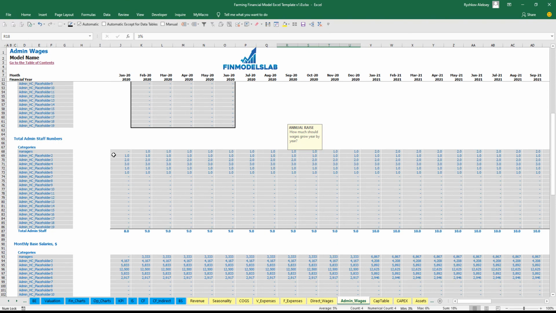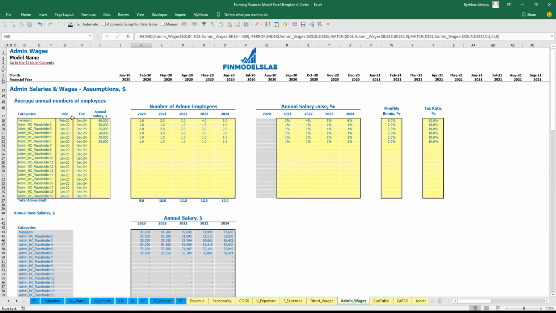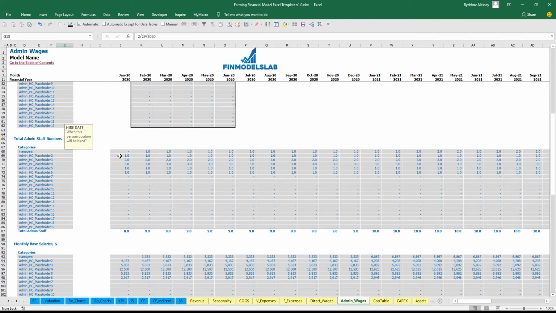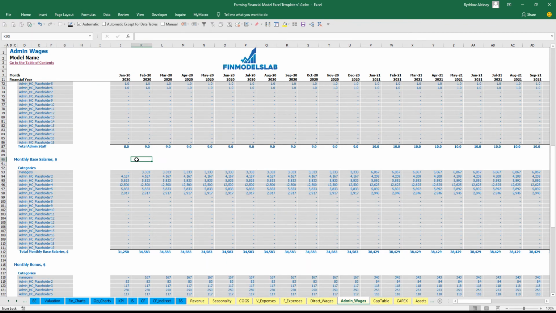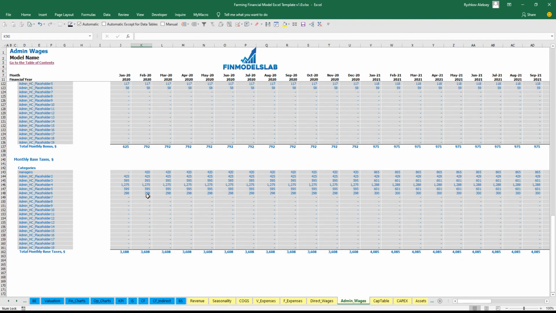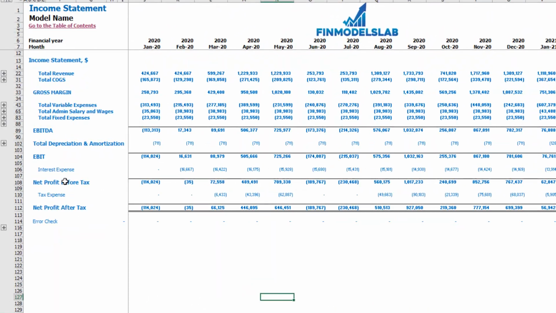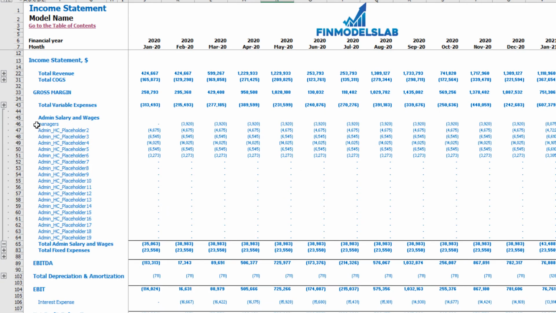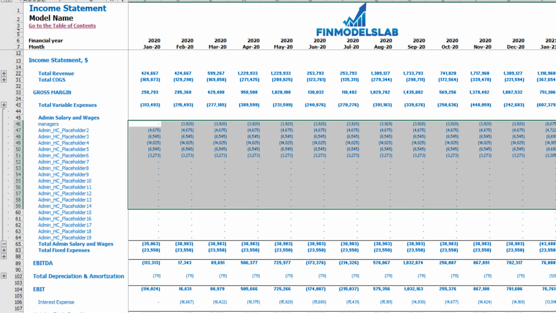Also here you can see the calculation of number of headcounts. It starts in February because we set up February start of hire. Here you can have monthly base salaries, monthly bonus calculation, and monthly payroll taxes. And under income statement you have total admin salaries and wages section, where you may see the breakdown of all your headcounts categories and the breakdown of the values by months.